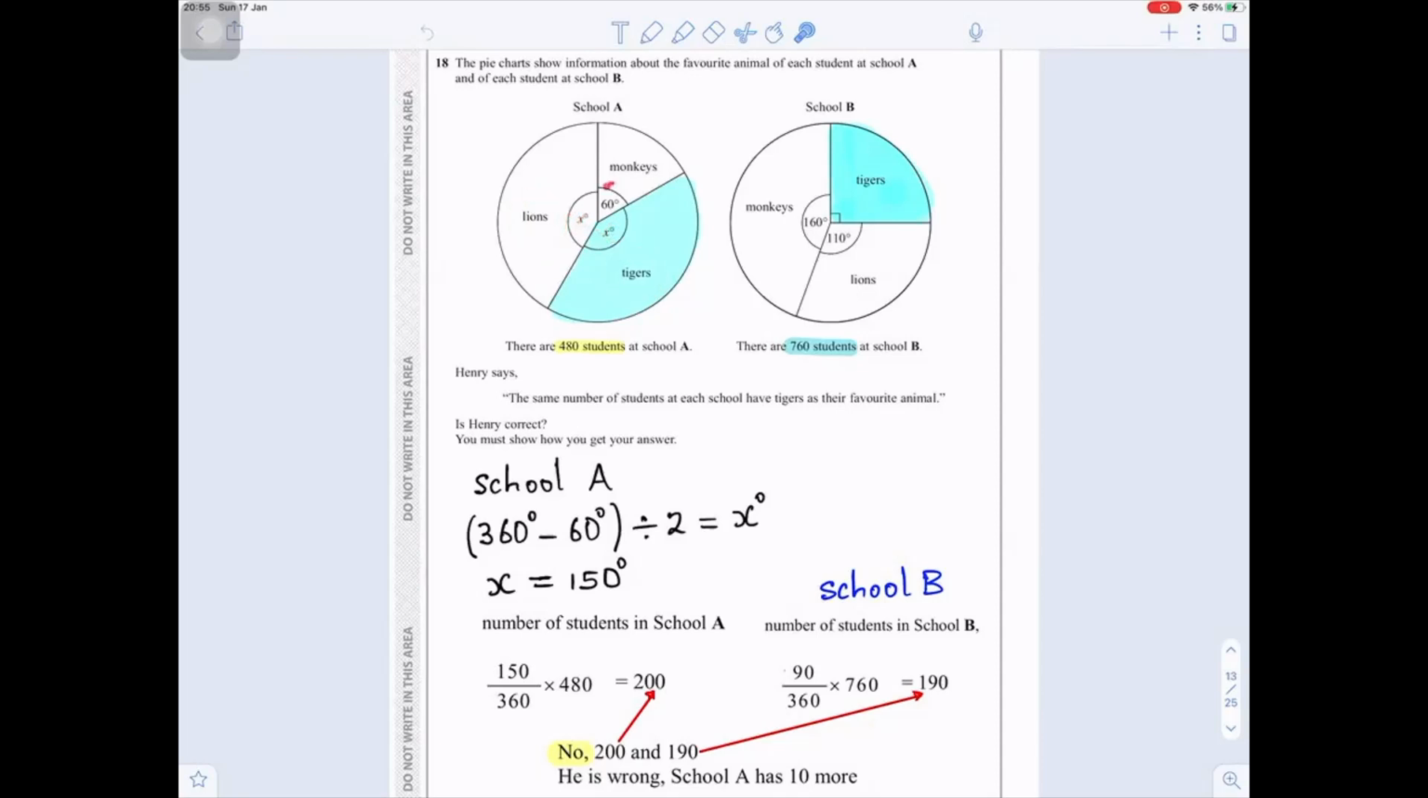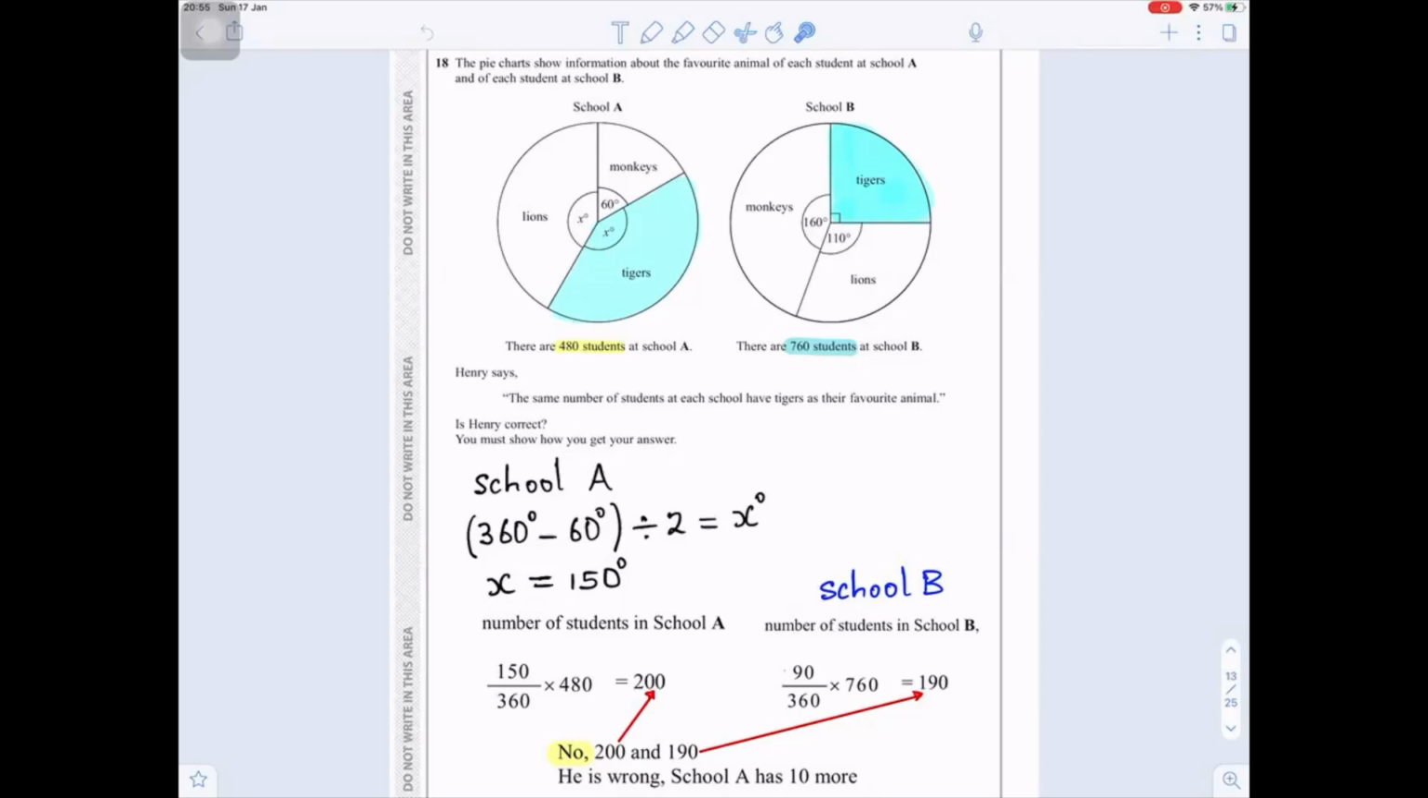So when we remove 60 from 360, we need to divide it by 2 just to get x, one x of them, which is for the tiger only. So doing that, 360 minus 60 is 300. Half of 300 is 150 degrees. So it's 150 degrees for the tigers in A. So number of students in school A would be 150 divided by 360 times 480, because there are 480 students. So that gives you 200 when you simplify that.